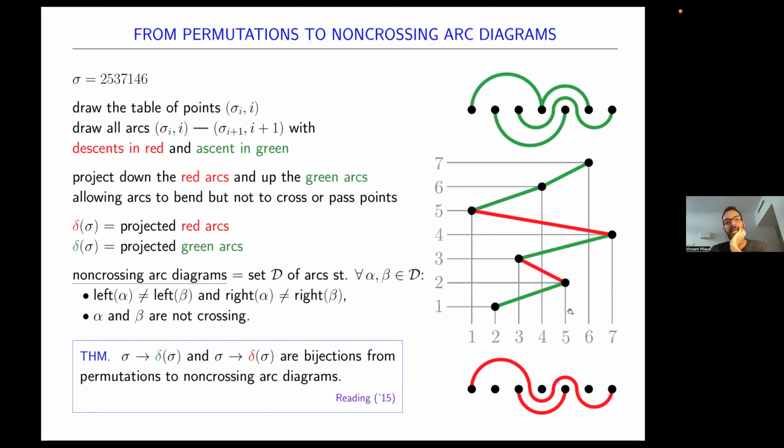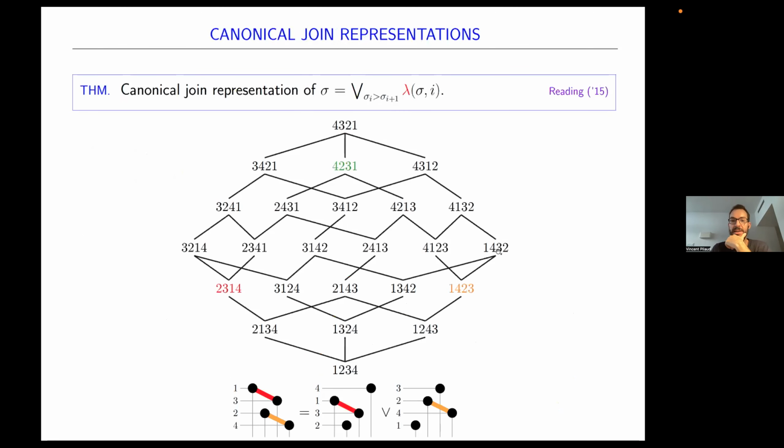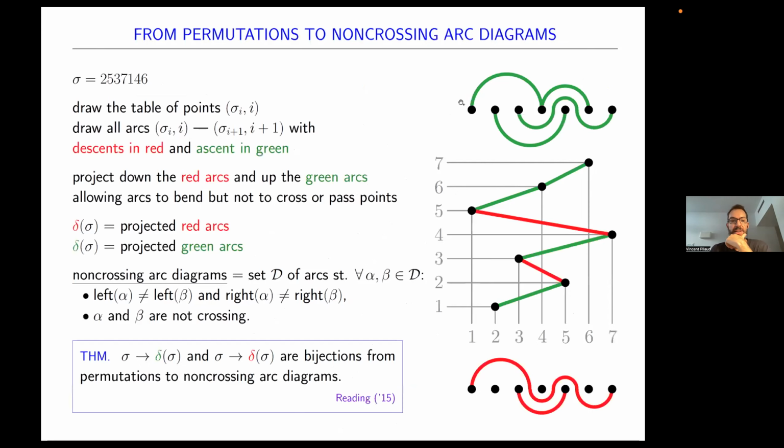And what we said is that from a permutation, we can look at all its arcs. And this is exactly the canonical join representation of this permutation. So let me do it directly because I think it's quite nice. Look at the permutation 2, 5, 3, 7, 1, 4, 6. So draw the table of this permutation. As I said, the positions are here and the values are here. And now draw a green arc for each ascent and a red arc for each descent.